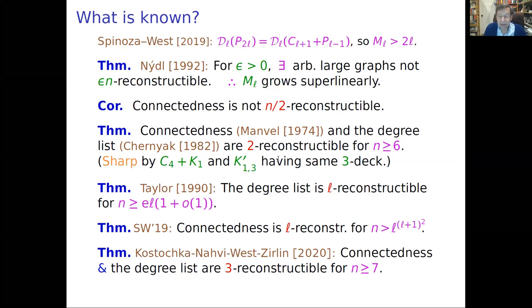So in general, when you prove something is L-reconstructible, that's a stronger result than showing that it's (L minus one)-reconstructible. And this result is also sharp. If we take a five-cycle with an isolated vertex and we take a claw and subdivide two edges, then they will have the same 3-deck. And these are six-vertex graphs.